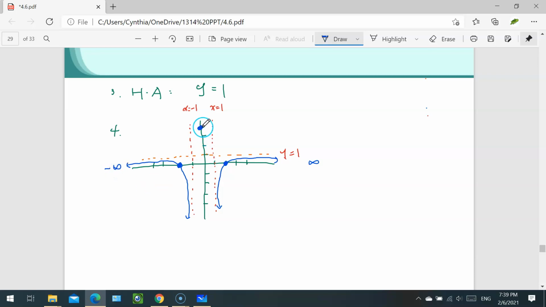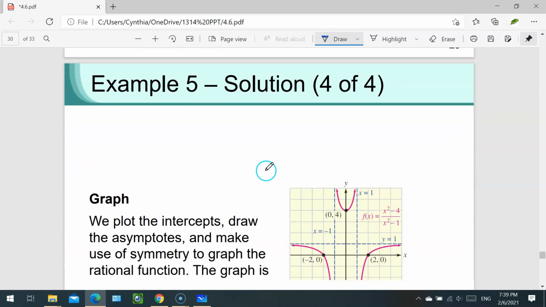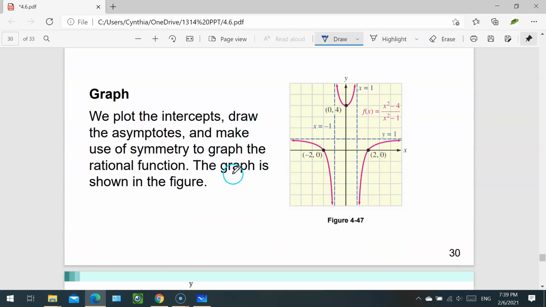Now, this point here is a y-intercept. There are two vertical asymptotes here and one horizontal asymptote here. At this point, the curve never goes down. It won't go down to cut through the horizontal asymptote. So the only way it will go is up forever, to positive infinity. So this is the graph of this function that you will see.